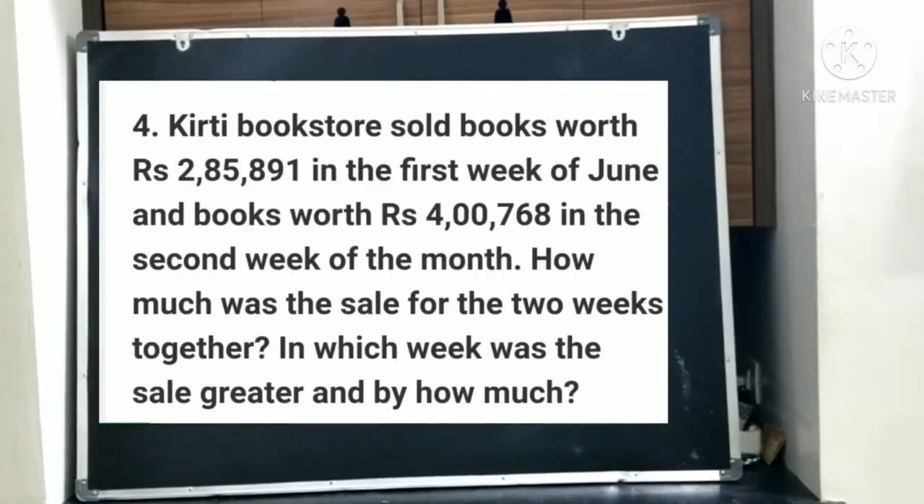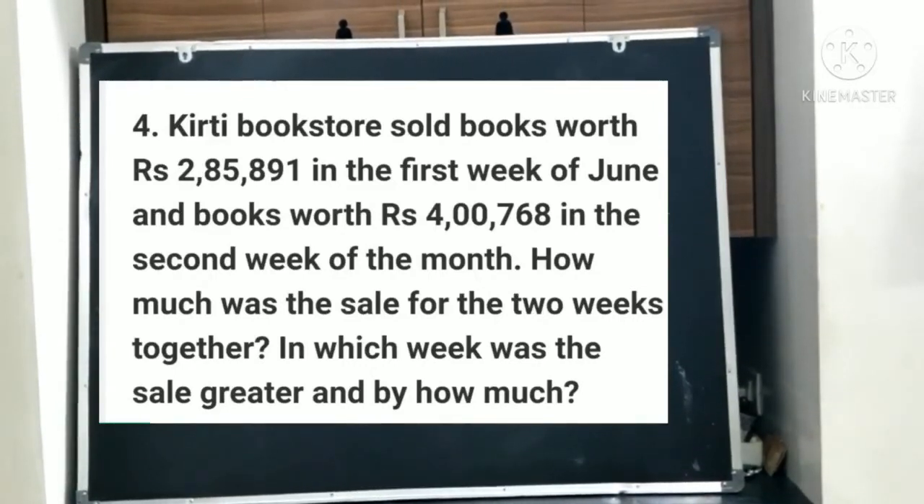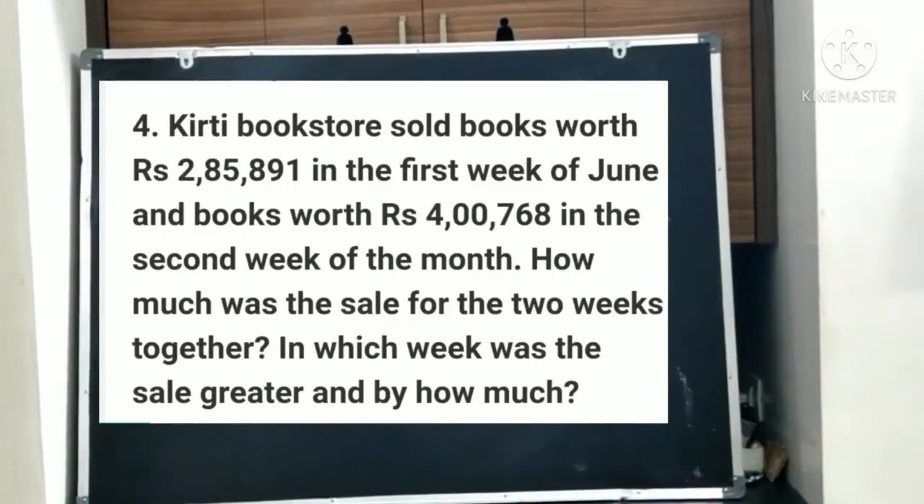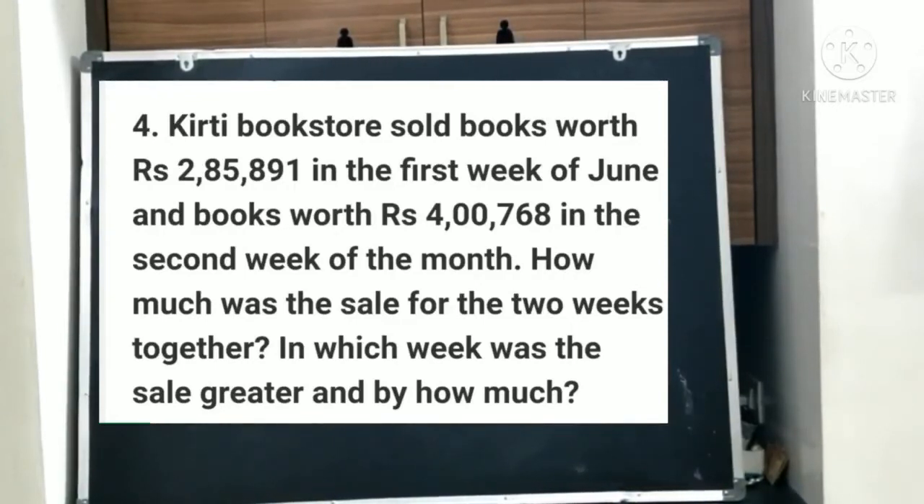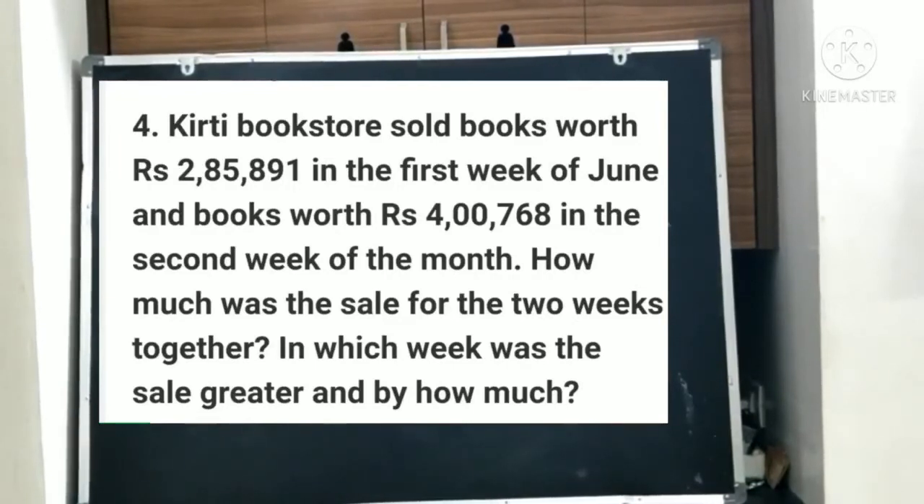And one more question they asked. In which week was the sale greater and by how much? In which week is the sale greater? We have to compare. Here there are combined operations. There are three questions. We have to compare the sales in the 2 weeks, and see which one is greater, and also by how much. By how much means we have to subtract the lowest sale from the highest sale. Understand? Okay.